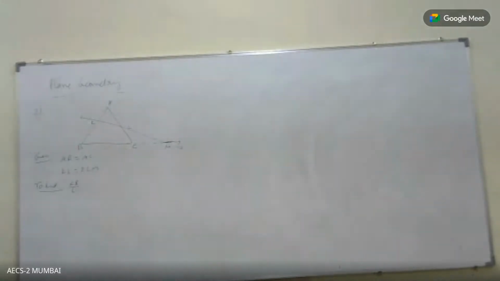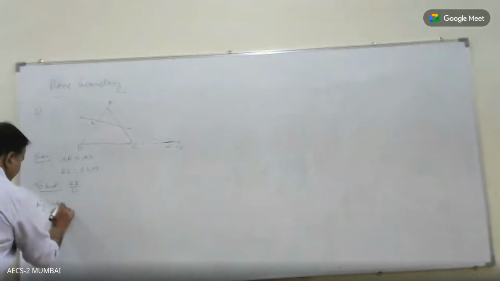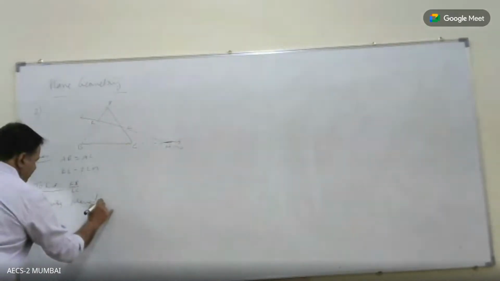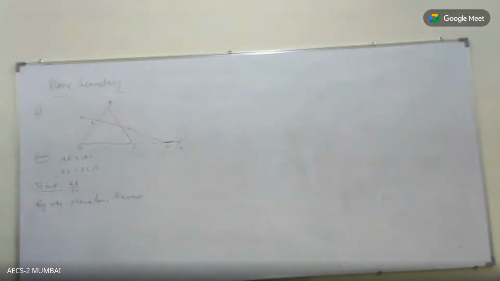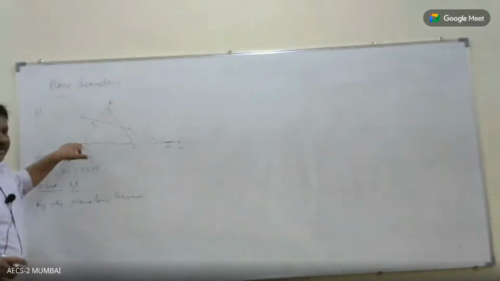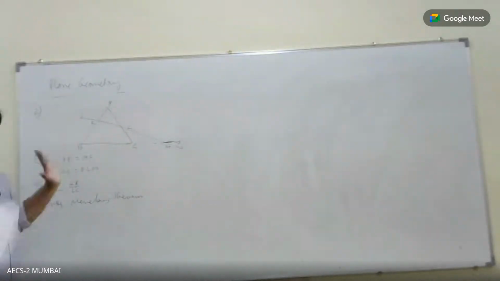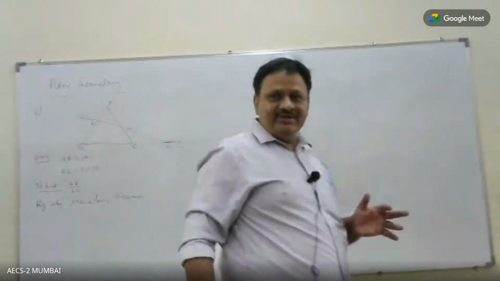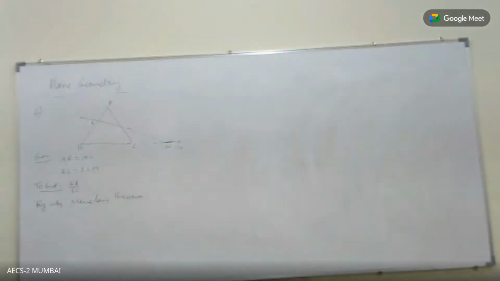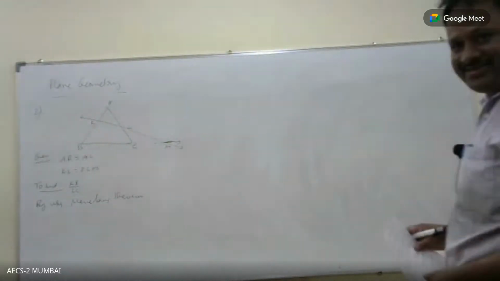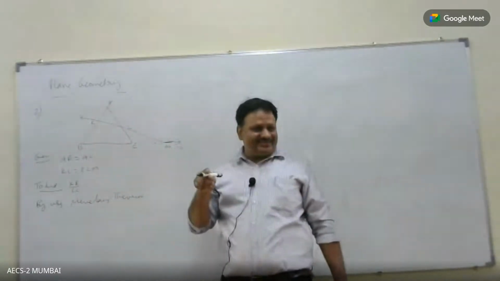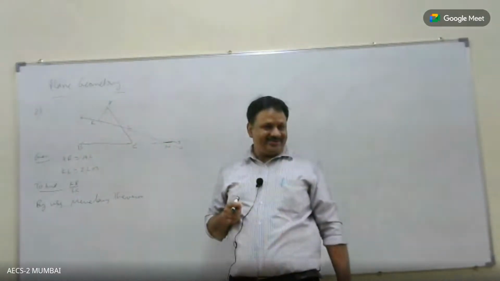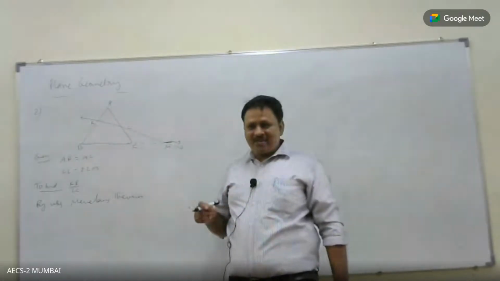Okay. So by applying Menelaus's theorem, but where? Should I use it for ABC or for some other triangle? Again, key factor. My natural choice is ABC. But if you write that ratio, you will realize it won't work. What is the reason?